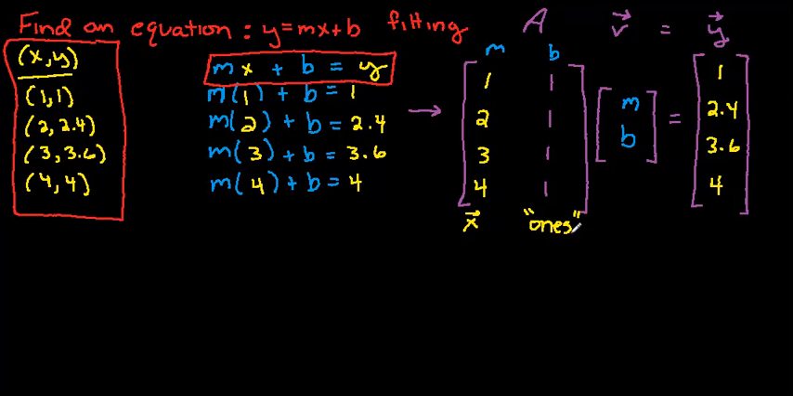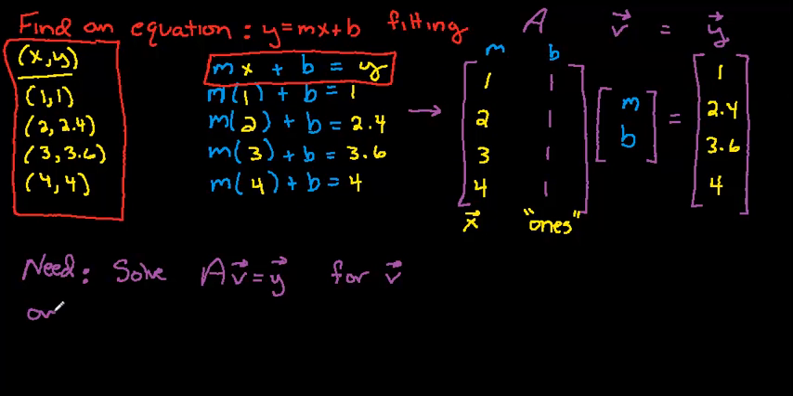Okay, so our game plan at this point is that we need to solve the equation A times v equals y for vector v, because once we do that, that'll give us our slope, which is m, and our y-intercept, which is b. This is an overdetermined system. We have more equations than we have variables, so we will use the pseudo-inverse of A.